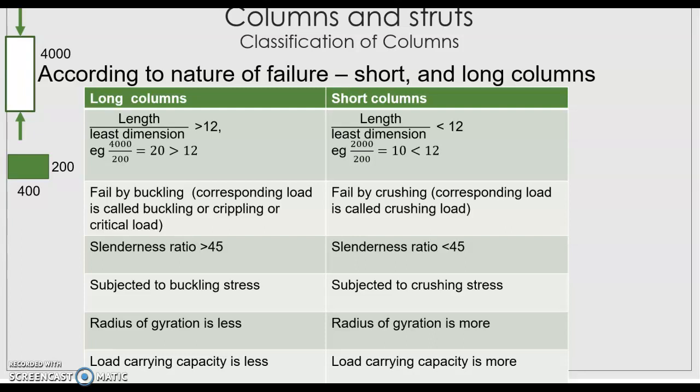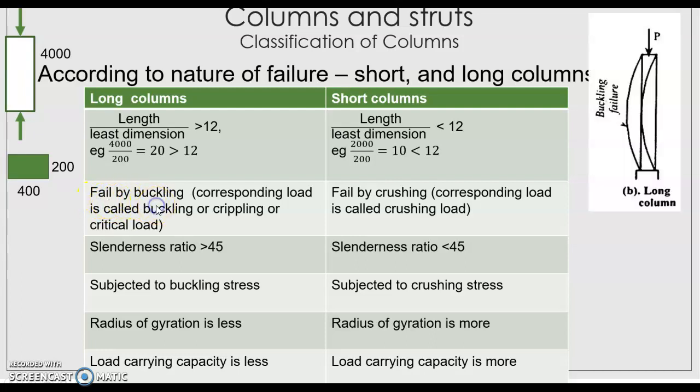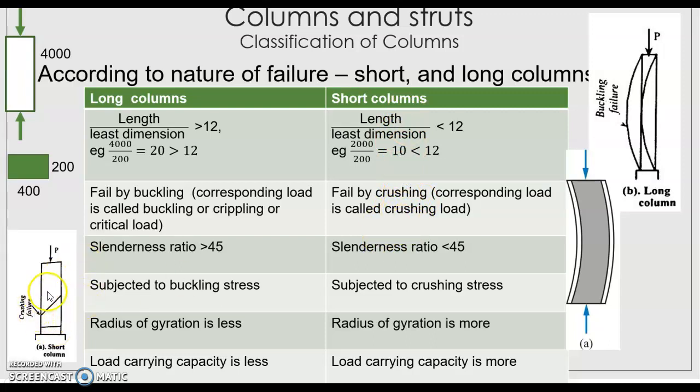Then the failure mode of short column and long column. The long column fails by buckling. So this is the failure mode of the long column by buckling. The corresponding load is known as buckling load, crippling load, or critical load. And a short column fails by crushing. So this is the crushing mode of failure. The corresponding load is known as crushing load.